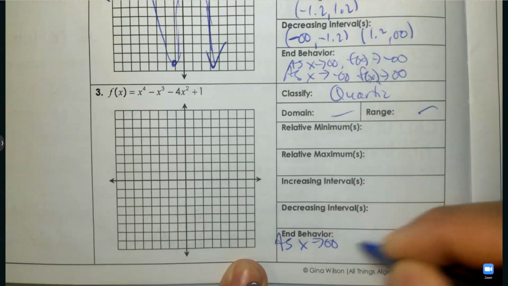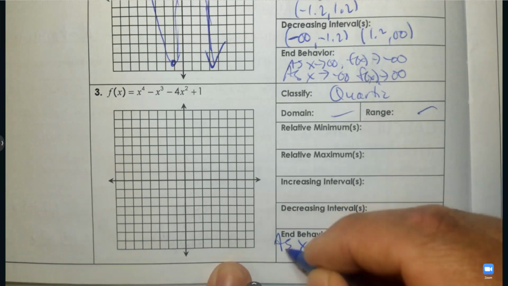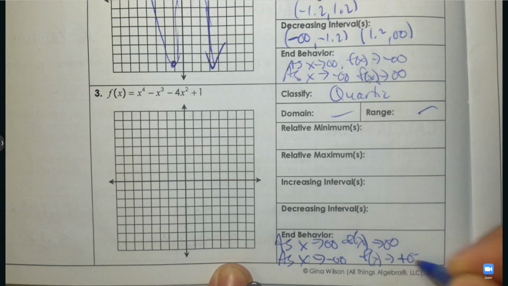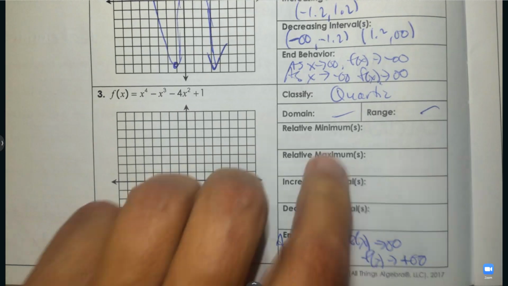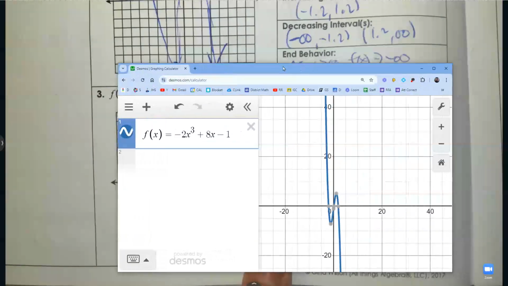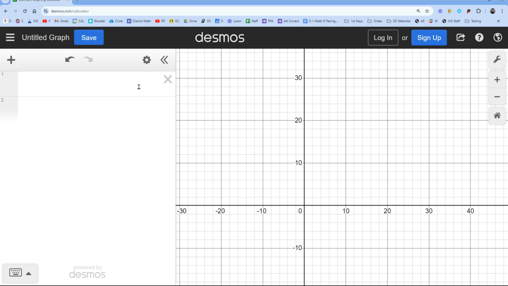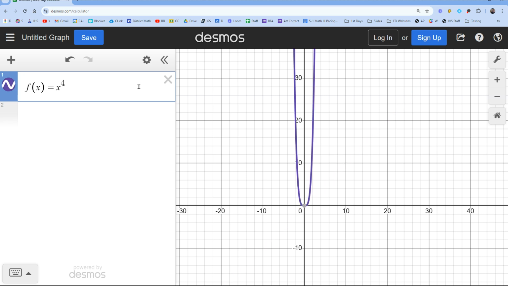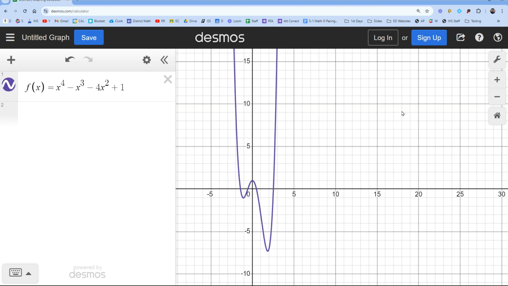So we're going to write down as x approaches infinity, that means the right end goes up. As x goes to negative infinity, the left end goes down. No, both ends go up, sorry. And then we're going to use Desmos to help us out with this. So I'm going to bring back Desmos, and I'm going to type this in. So that's x to the 4th, subtract x cubed, subtract 4x squared, plus 1.